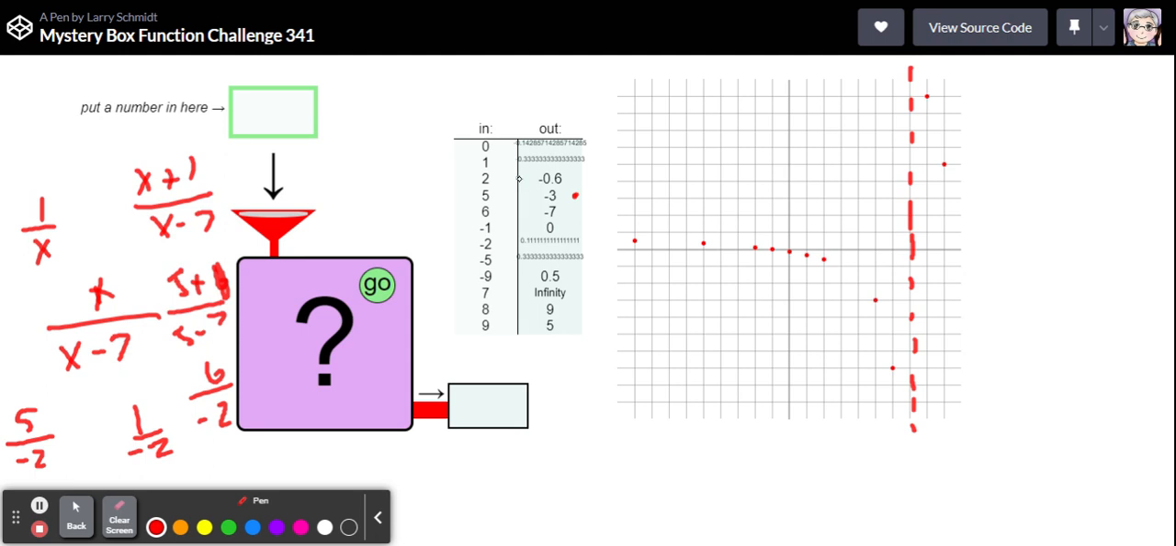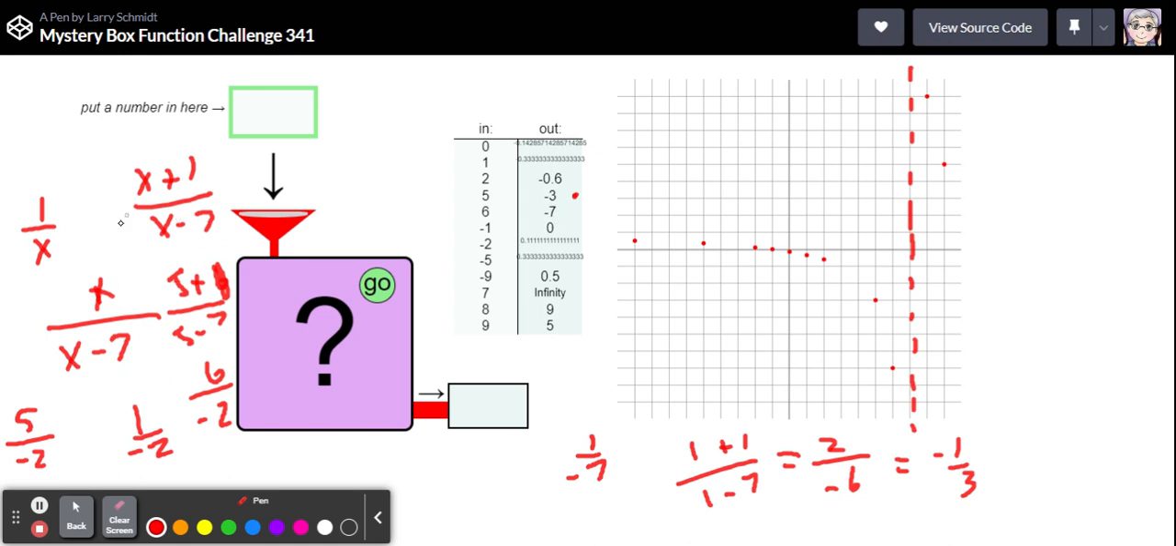Let's put in that 0. So if we put in a 0, it's going to be 1 over negative 7. This repeating decimal looks like negative 1/7 to me. So I think that's promising. Let's put in a 1. So that'd be 1 plus 1 over 1 minus 7. 1 plus 1 is 2, and 1 minus 7 is negative 6. So negative 1/3, and look at that, we're getting negative 0.3 repeating. So I think we got it.